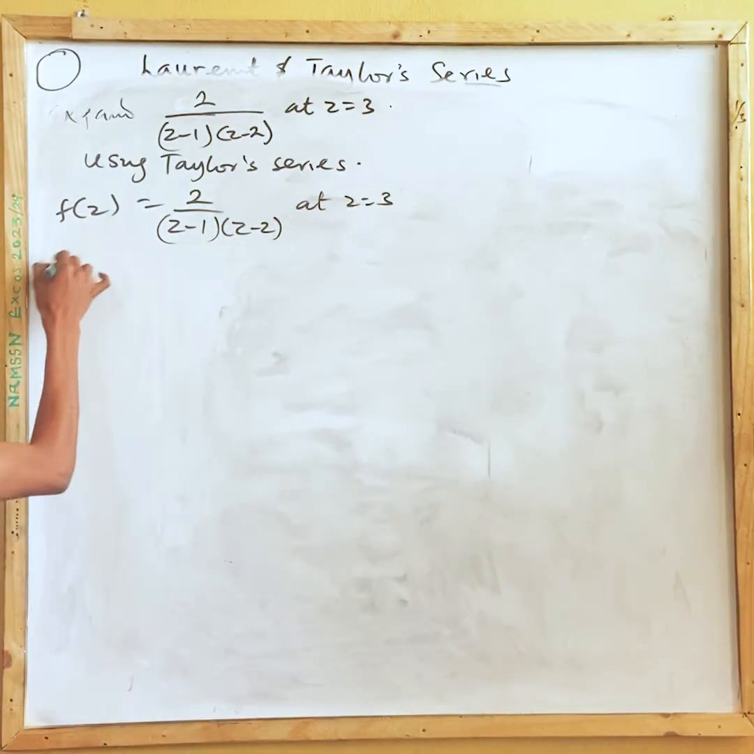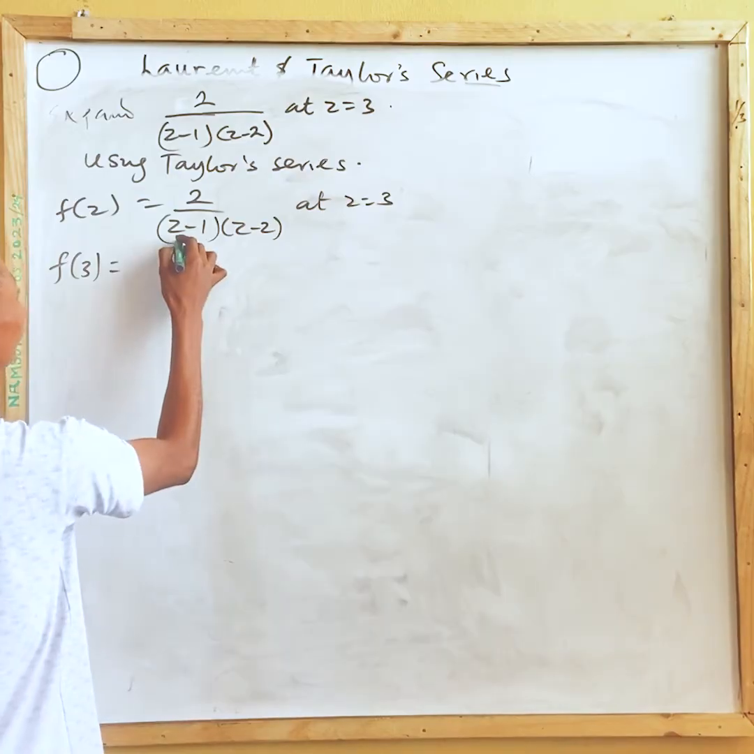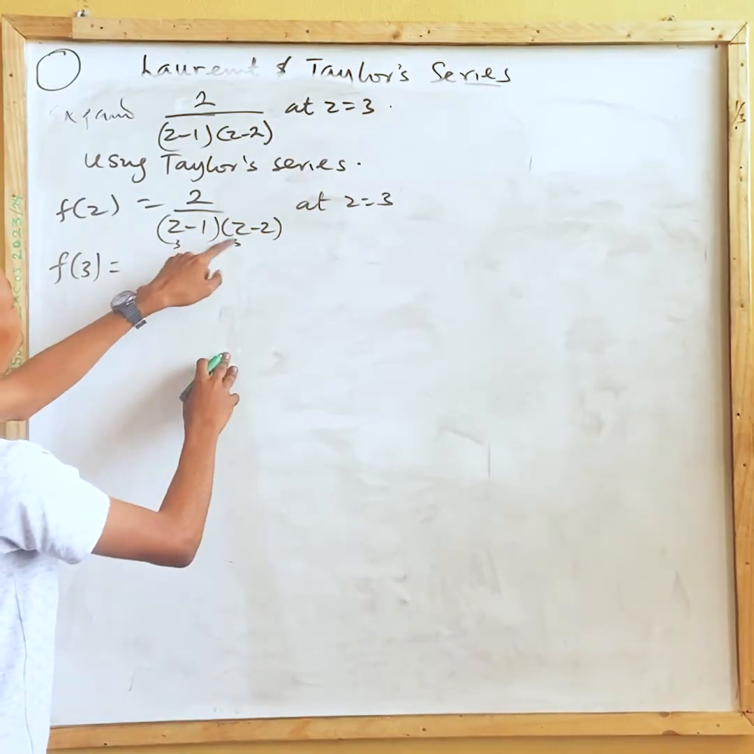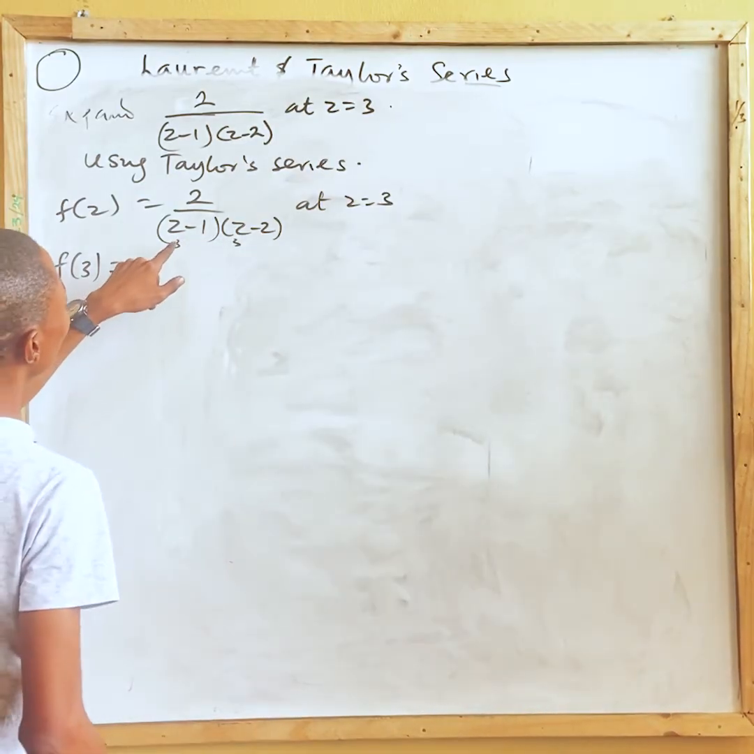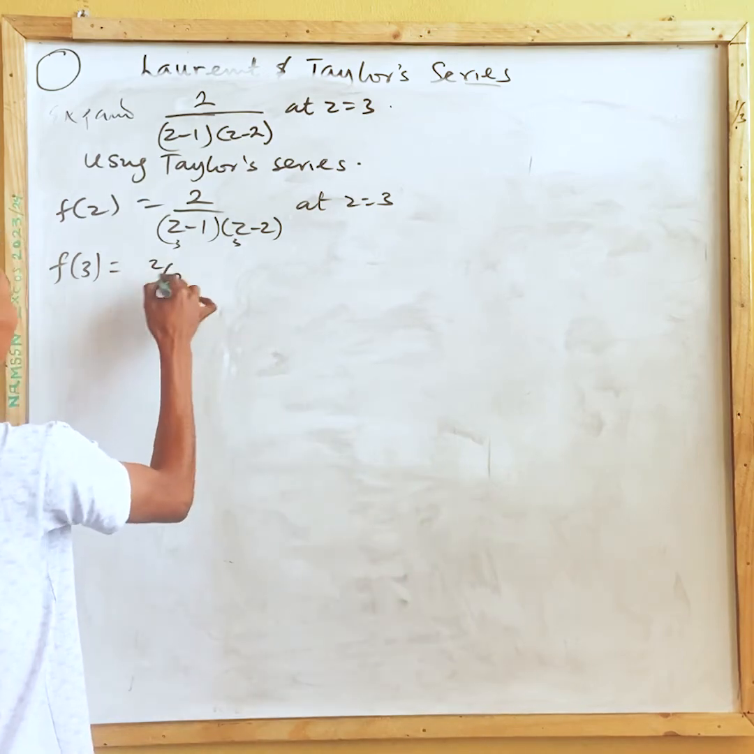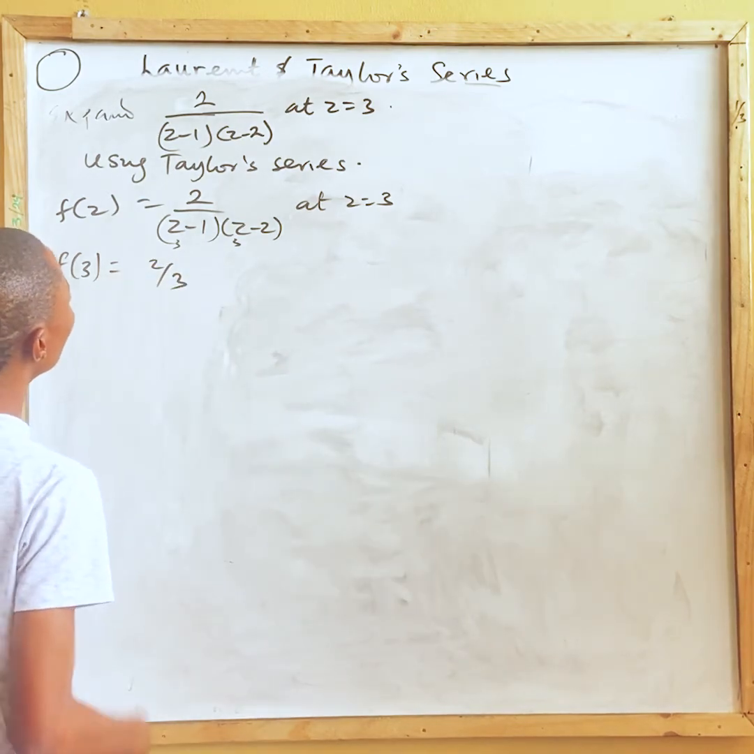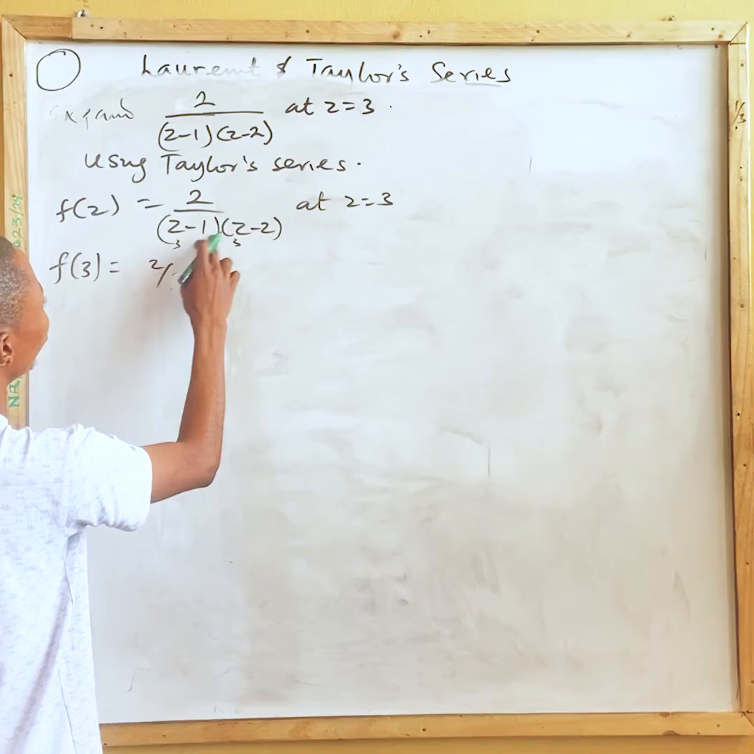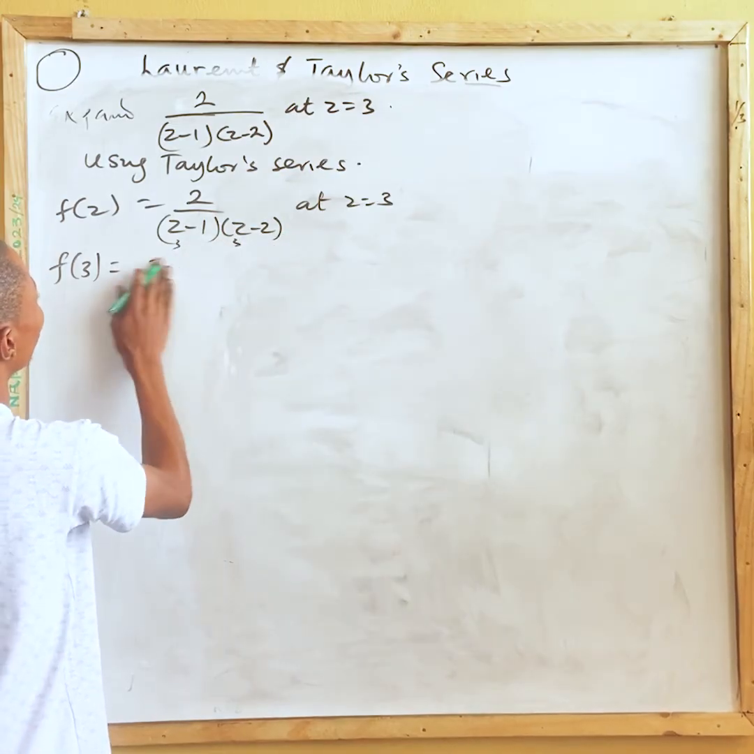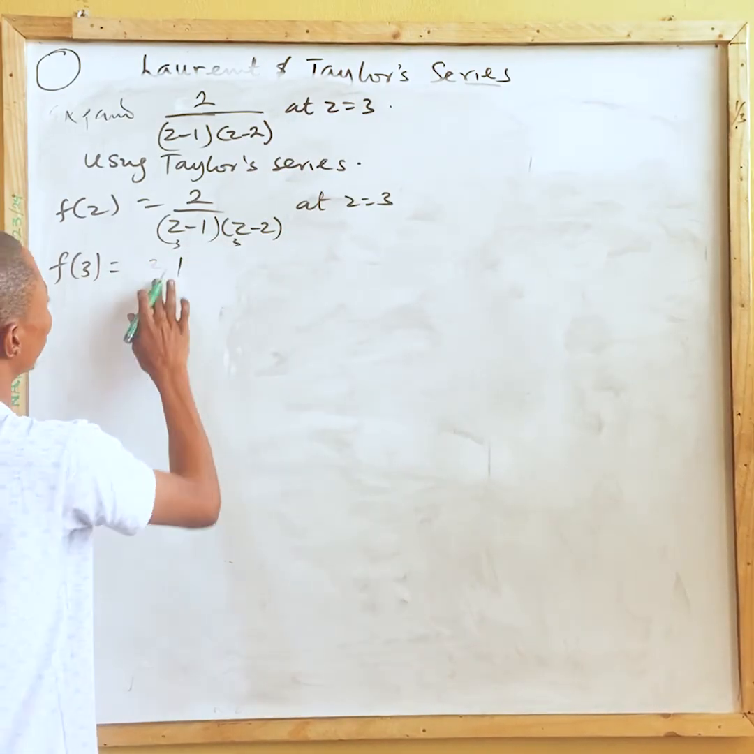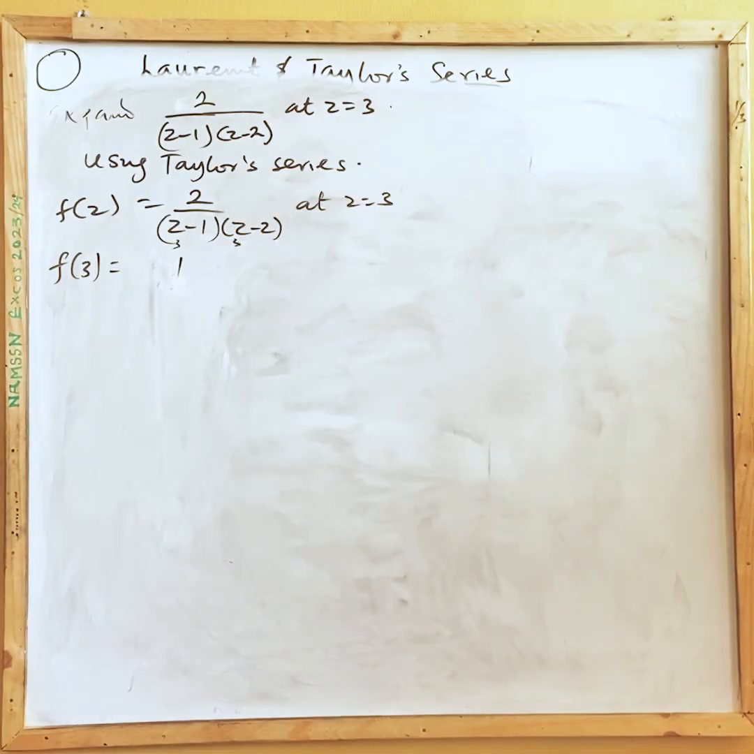What do we need? We need f of 3. So what is f of 3? Put 3 here, put 3 here. 3 minus 1 is 2, 3 minus 2 is 1. That's 2 over 2, that's 1. f of 3 is 1.